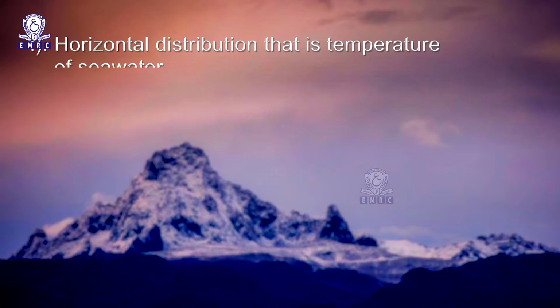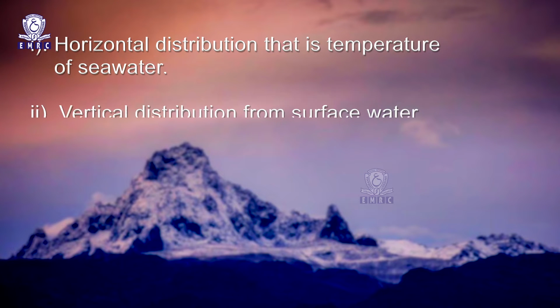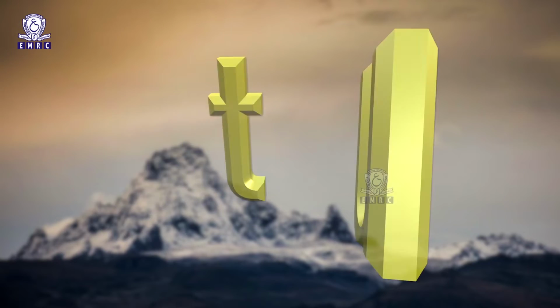The distributional pattern of the temperature of the ocean water is studied in two ways: horizontal distribution, that is, temperature of the sea water, and vertical distribution from the surface water to the bottom. Since the ocean has a three-dimensional shape, the depth of the oceans besides the latitudes has also been taken into account in the study of the temperature distribution. The following factors affect the distribution of the temperature of the ocean water.